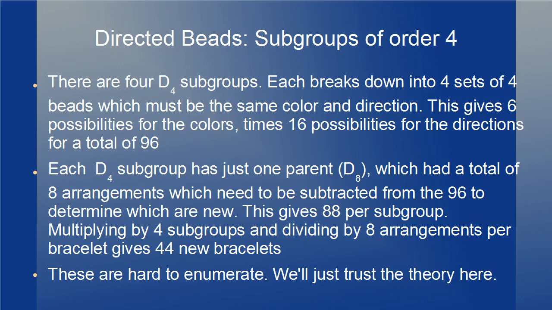Moving on to D4, there are 4 subgroups identical except for the offset angle of their flips. Each breaks down into 4 sets of 4 beads which must be the same color and symmetric direction. Again, 96 possibilities. Subtract the 8 arrangements inherited from the parent to get 88 new arrangements in a single D4 subgroup, then times 4 subgroups and divided by 8 arrangements per bracelet gives 44 new bracelets. No enumeration, we'll just trust the theory.